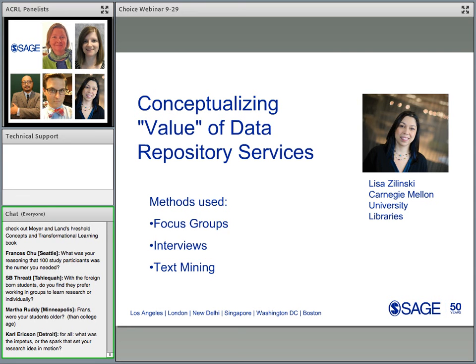So I had a few questions. How do researchers' conceptualizations of value differ from how it is defined in the literature? What are the researchers' perceptions on the value of linking data publications and research? And finally, how do disciplinary differences influence the conceptualization of value?